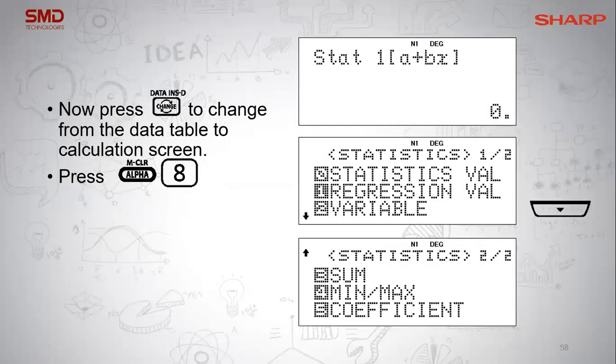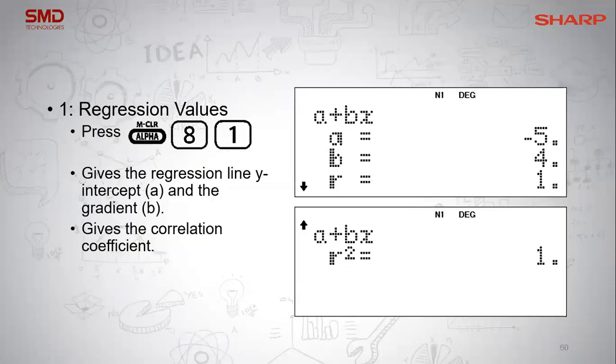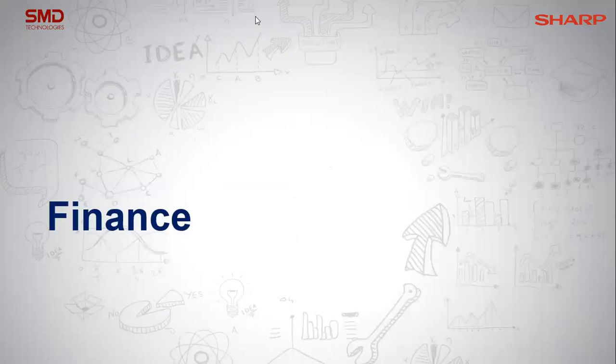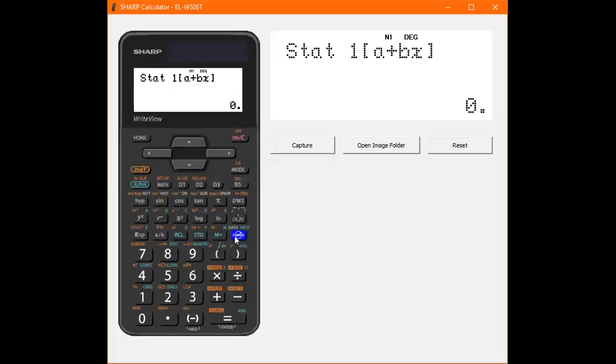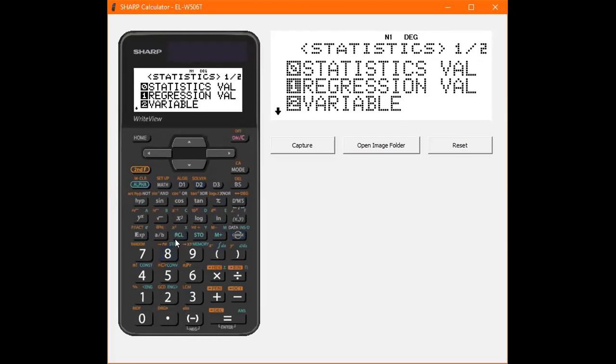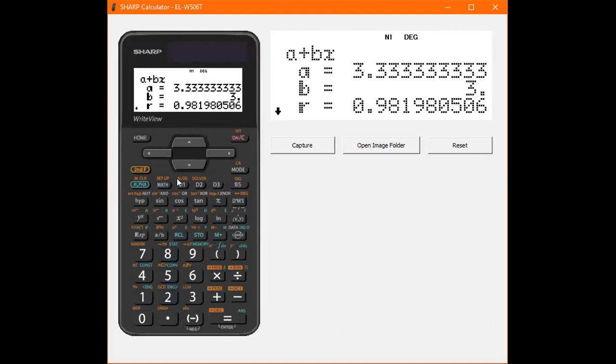All right, any questions? We're all still good? Okay, so let me just repeat how to do that one quickly. So once you finish typing your data, press change. And then to get your regression line, you press alpha and 8. You can see above it in blue, it says stats. And then you would choose 1 for regression values, and that will give you your regression line coefficients.